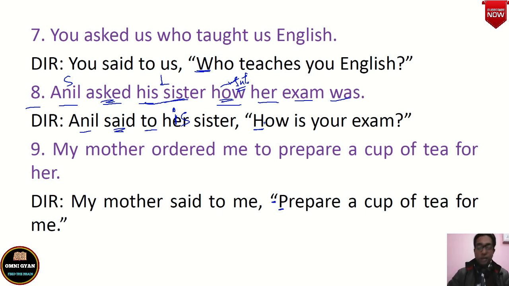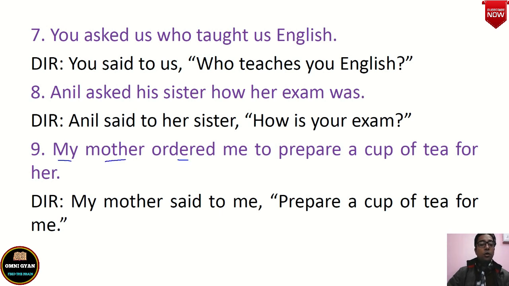How is your exam? तुम्हारा एग्जाम कैसा गया? Direct speech. It's a direct dialogue. So how? Present tense. Was will change into is. How is your exam? Question mark, inverted commas closed. Okay. Here, who teaches you English? Question mark. After that, inverted commas closed. ठीक है? Next sentence.